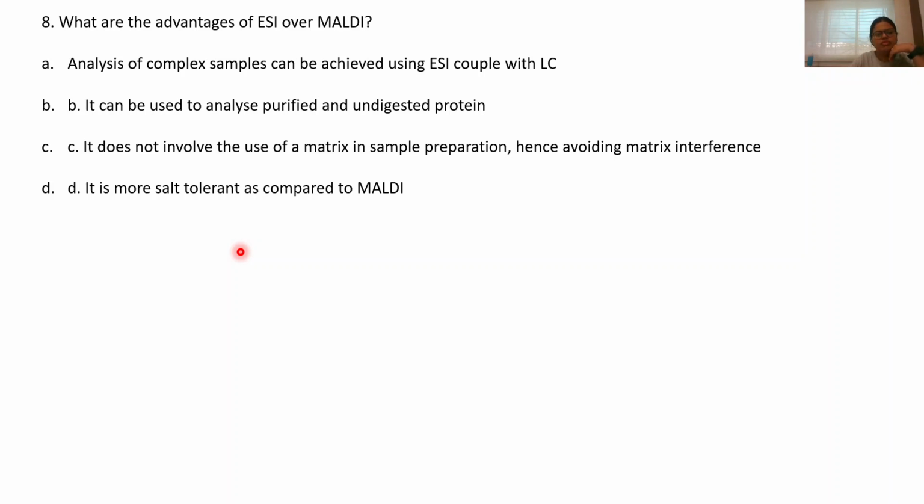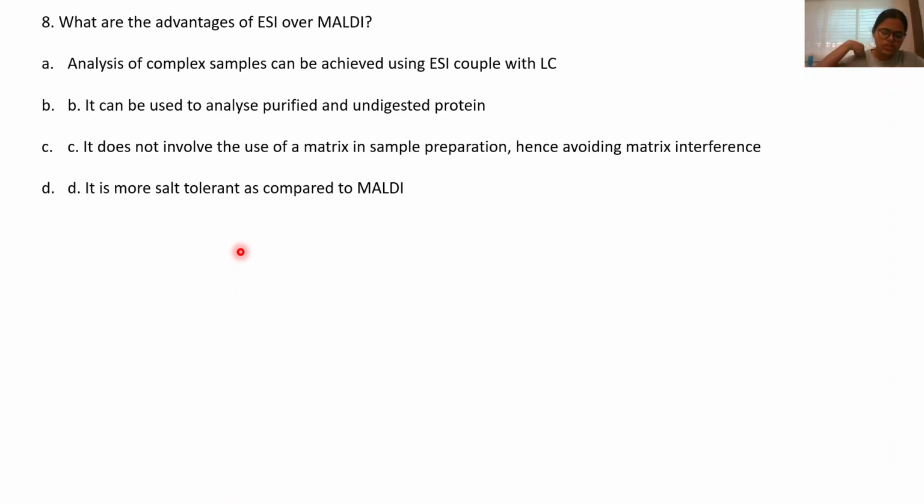Okay. But of course, the matrix in the MALDI technique is not listed as an interfering factor in the notes. So I was getting confused with that, and with undigested protein, because that would be an example of a complex protein, which is listed as one of the advantages in ESI.